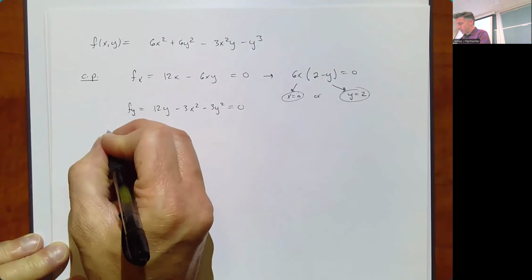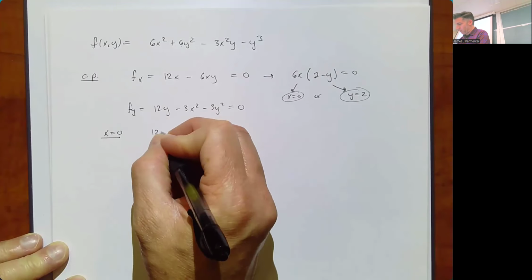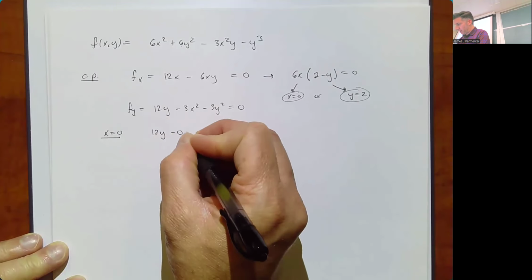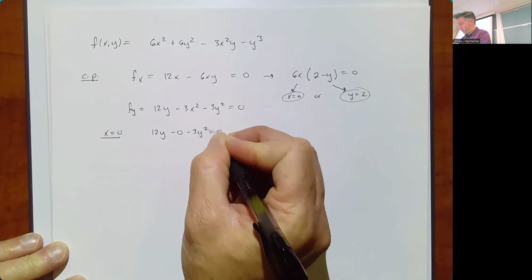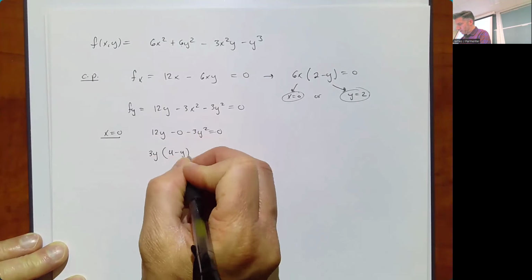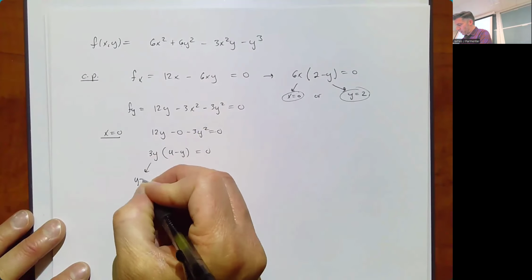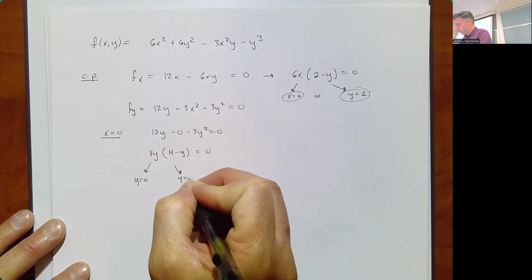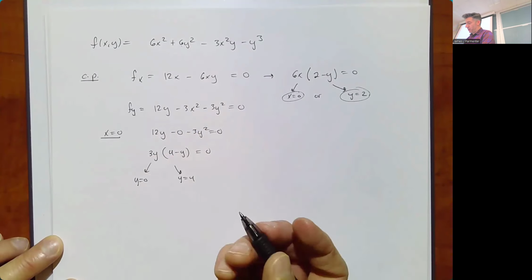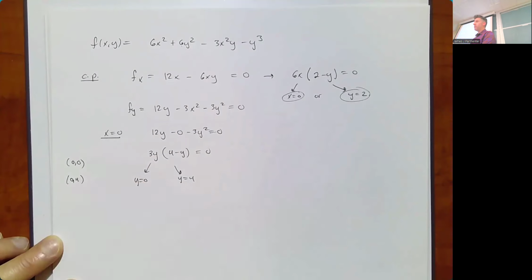If I plug in x equal to 0 to this equation, then I'm going to have 12y minus 0 minus 3y squared equal to 0. Factor out 3y, and you're left with 4 minus y. So when x is 0, there were two possibilities for y: y equal to 0 or y equal to 4. So I've already got two critical points: 0, 0 and 0, 4.